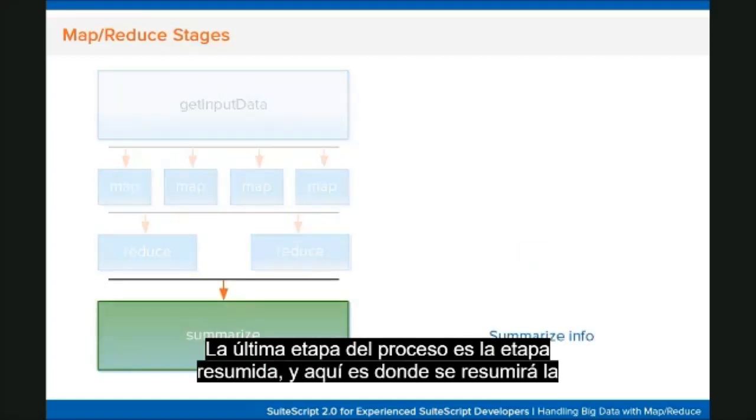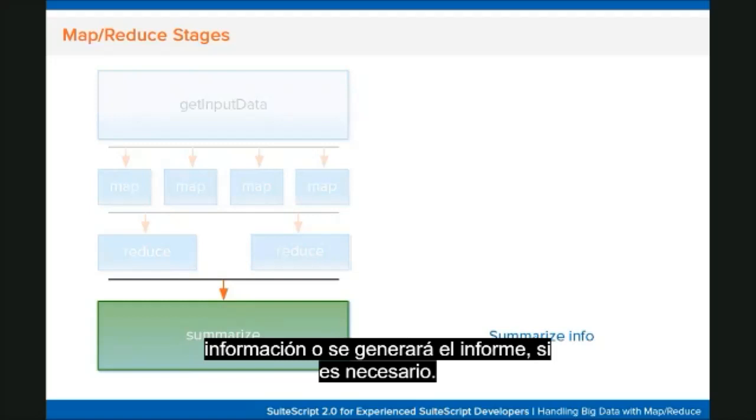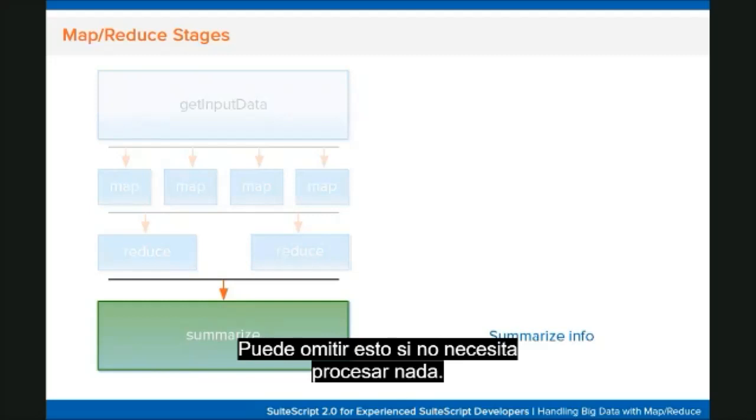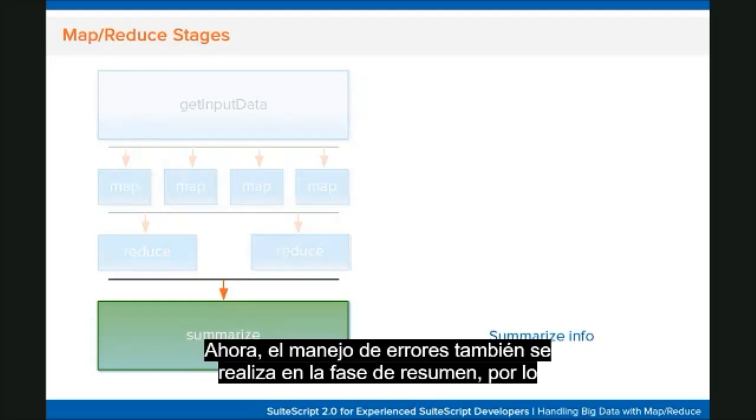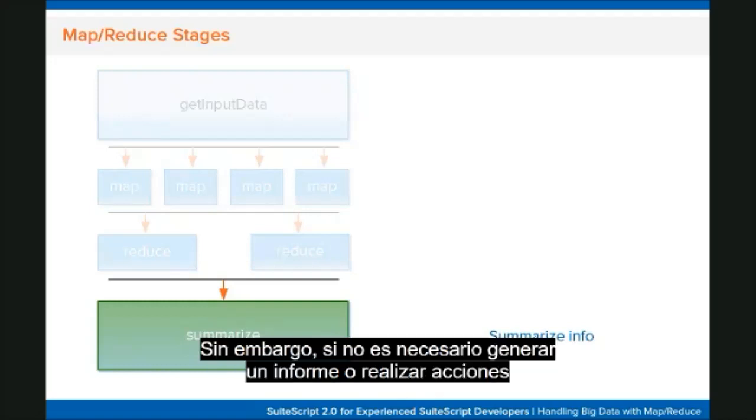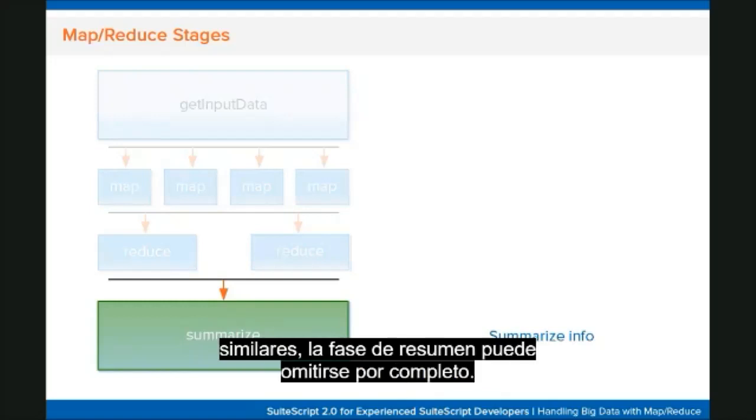The last stage in the process is the summarize stage, and this is where you would summarize the information or generate a report if that's something that you need to do. Now, this stage is completely optional. You can omit this if you don't need to process anything. Error handling is also done in the summarize stage, so I would recommend that you put in information, at least for error handling, on the summarize stage. But if you don't need to generate a report or do anything like that, then the summarize stage, again, can be completely omitted.